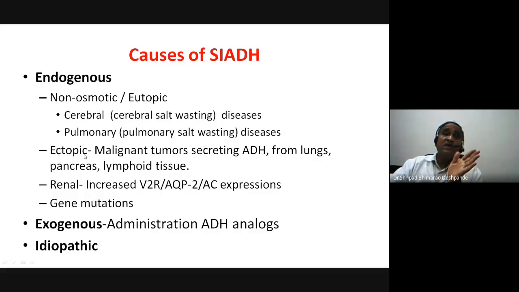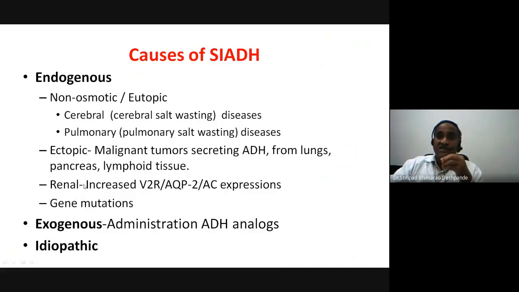Then come the ectopic factors. There are ADH secreting malignant tumors, and these tumors release a large amount of ADH into the circulation, and that would produce SIADH. Such tumors are seen from the lungs, from the pancreas, and from the lymphoid tissue. So here there is a definite source of ADH because of these ectopic sources.